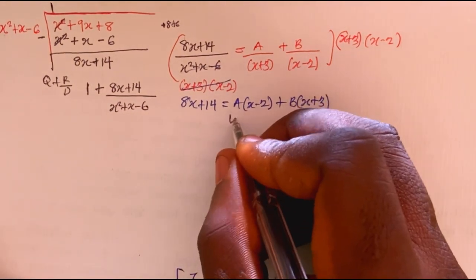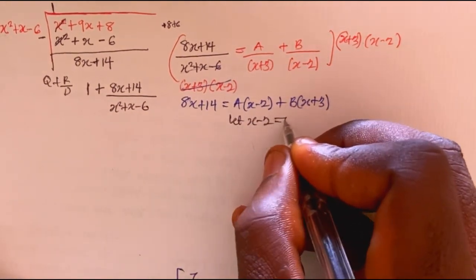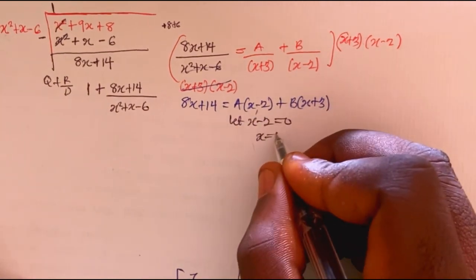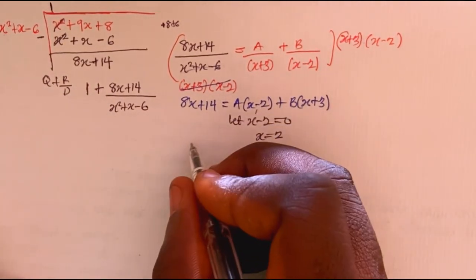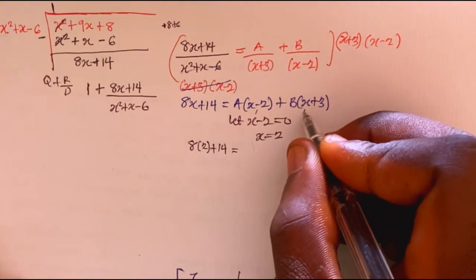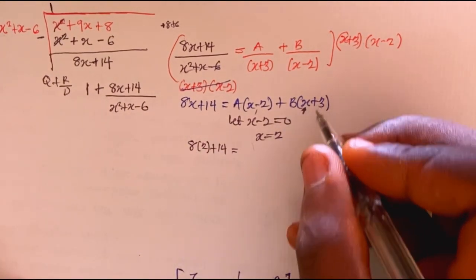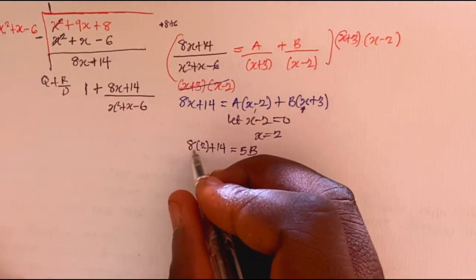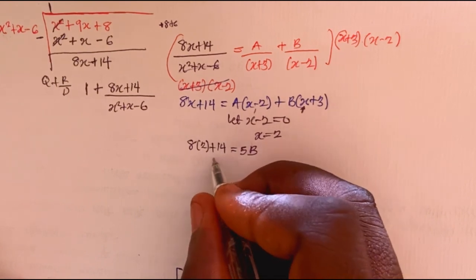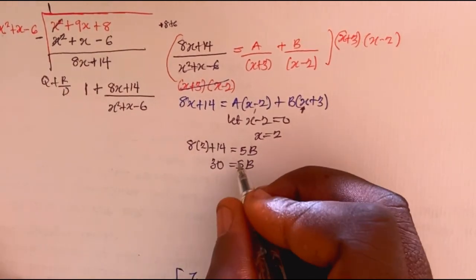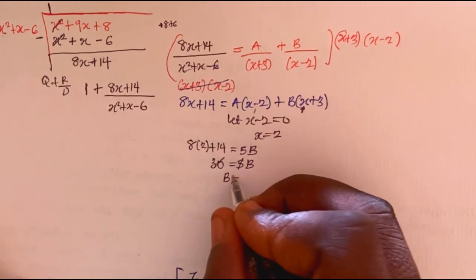So now what I'm going to do is that I will go ahead and use the assumed method again. Then I'm going to say let x minus 2 equal 0. Then x equals 2. I'm going to plug in 2 here. Then I'm having 8 into bracket 2 plus 14, which is equal to, plugging 2 here, that's actually 2 plus 3, which is 5. Then I'm going to have 5B. So here it's multiplied, so that's 16 plus 14. That's actually 30, which is equal to 5B, right? So here I'm going to have this cancel this. I'm going to have my B equal to 6.